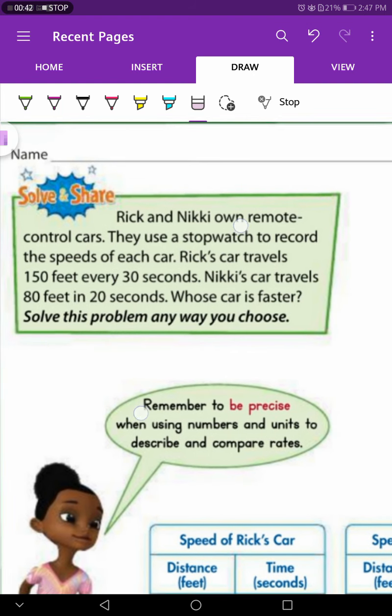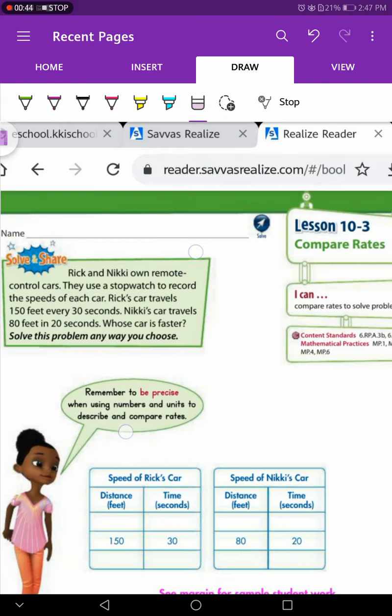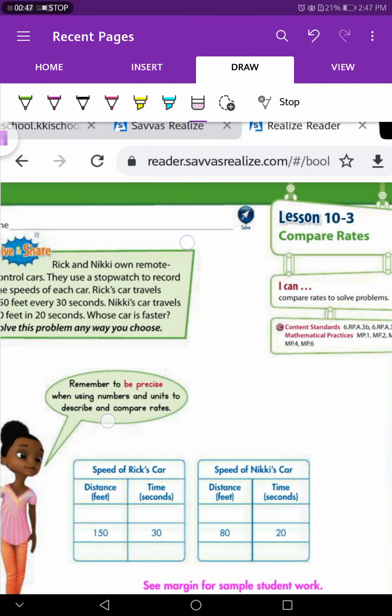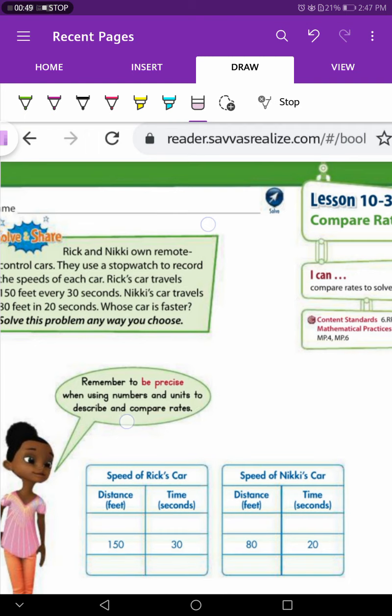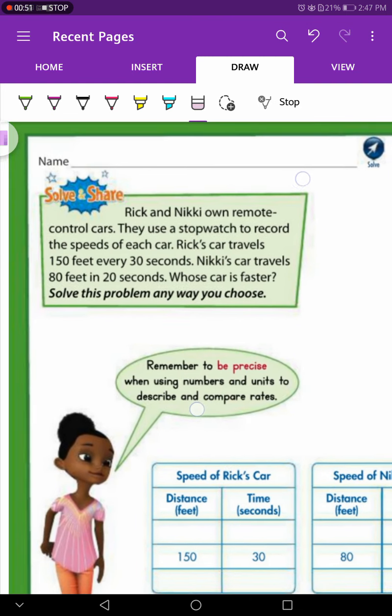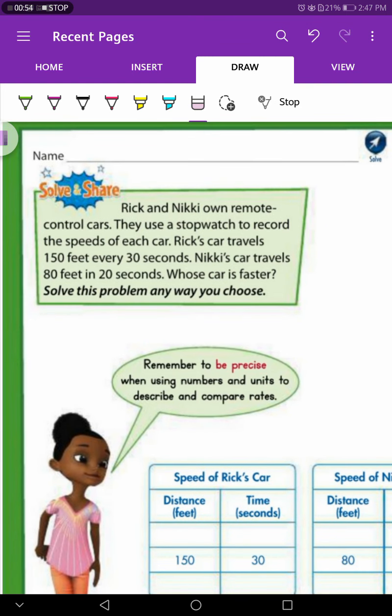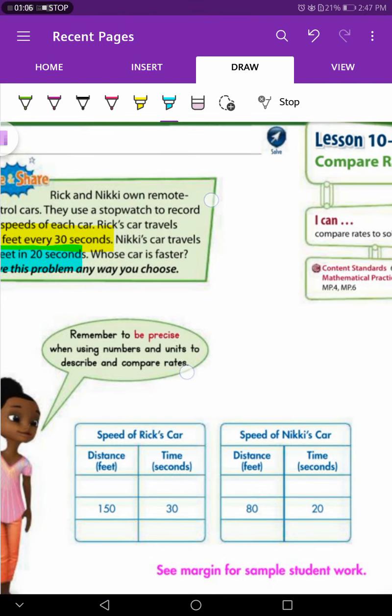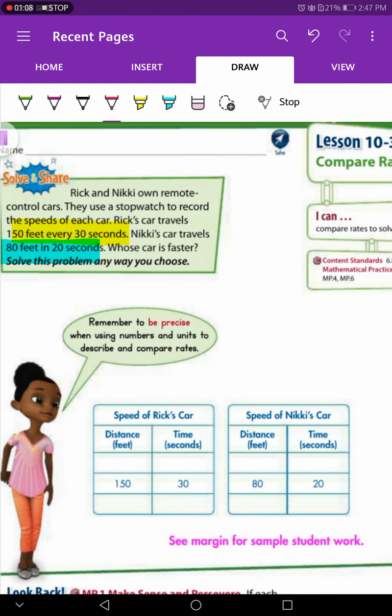And now we have to use the unit rate to compare between two rates. Okay, what do we mean by unit rate? For example, we have two rates here, but let us take it one rate at a time. The first rate, what is it? It is 150 feet in how many seconds? In 30 seconds.